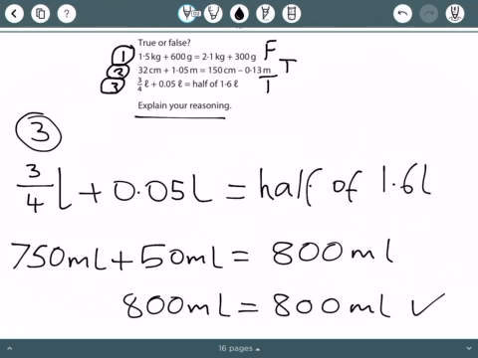Well, we worked out that the fraction of the litre there, 3/4 of a litre was 750, added, and we worked out there that 0.05 of a litre was 50 millilitres. We added that together to get 800 millilitres, and then we found that half of 1.6 litres, which is 1,600 millilitres, was 800 millilitres. So we can see there, we've proved that that is actually equal. So the last one is true as well.